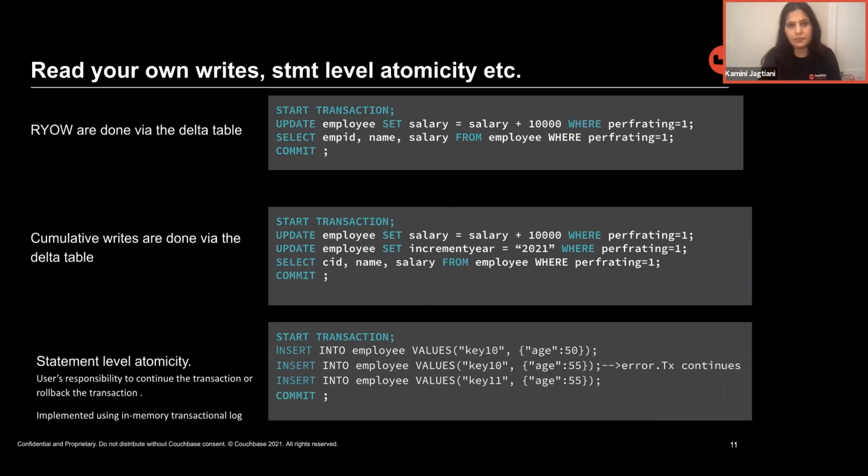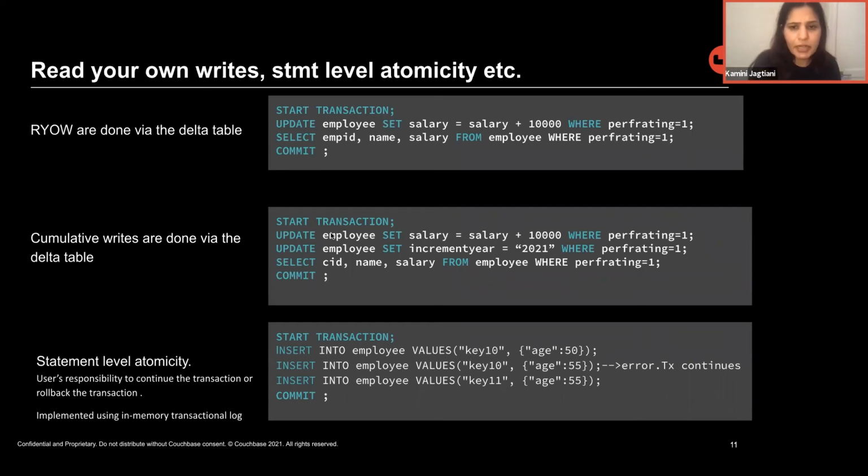in the delta table. Now, when you do select employee ID, name and salary from employee, and you're giving the same where clause, it will select the same index. It will again go back to the indexing node, which will return back the meta IDs. But now when it looks into the delta table, it will see that all those documents have been recently mutated as part of this transaction. And so it will return the results right from the delta table. So that's how read your own writes are done via the delta table.